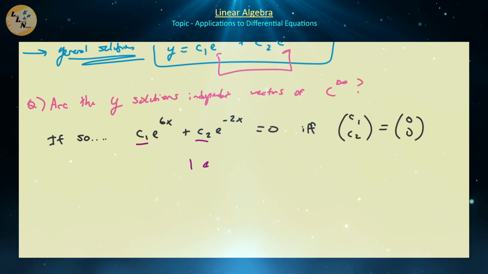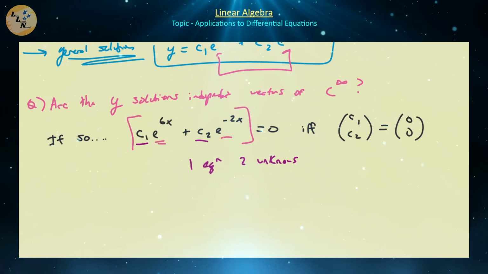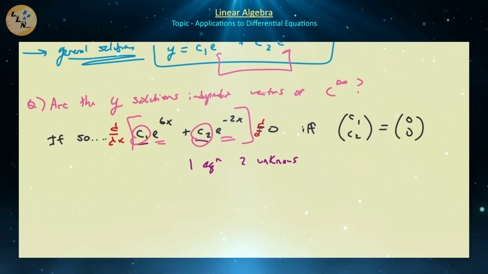So we have one equation, but we have two unknowns. How can we build another equation from this? Keep in mind, e to the 6x and e to the minus 2x both belong to C infinity, so I can take the derivative of them. I'm going to keep these constants, c1 and c2, as they are, and take the derivative of both sides of the equation, and that's going to give me a different equation.